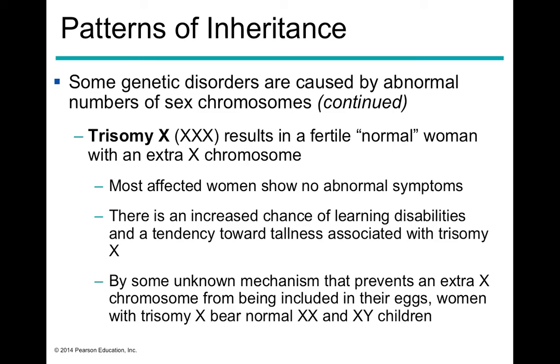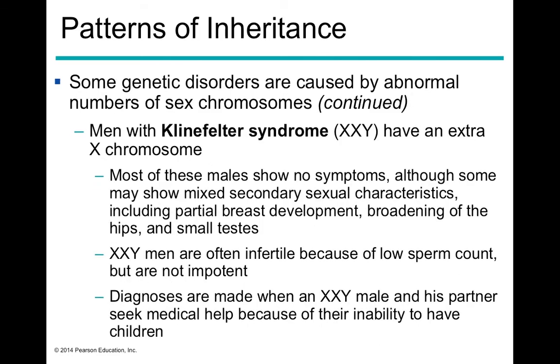So it's a situation where it's going to right itself during its own meiotic processes during the next generation. However, if men end up with trisomy, so you can have XXY, they're going to have an extra X chromosome. Again, you're typically not going to show any symptoms, although sometimes you can have some secondary sexual characteristics like partial breast development, or broad hips, smaller testes, etc. They're generally going to be infertile because of low sperm count, but that doesn't mean that they're impotent, so they are still able to reproduce, and oftentimes with IVF, they're going to see just fine reproductive events.